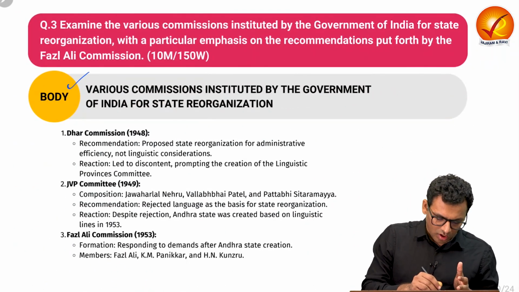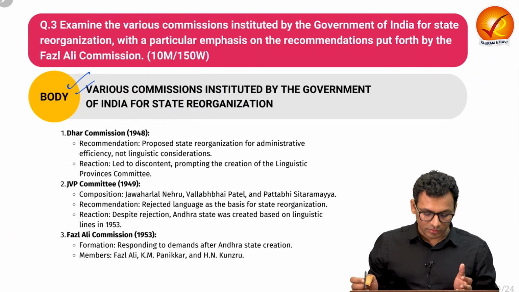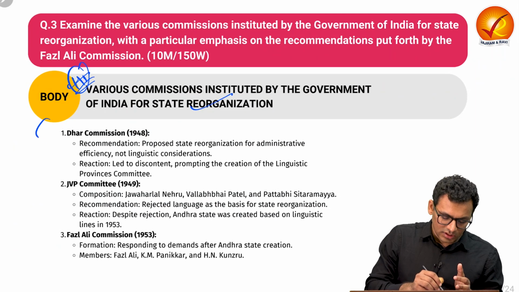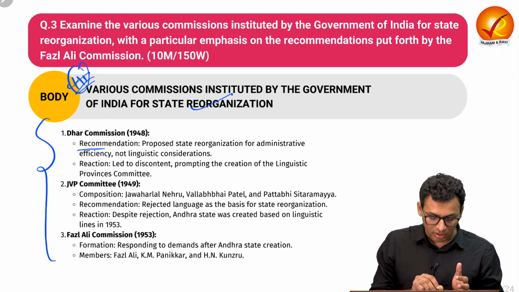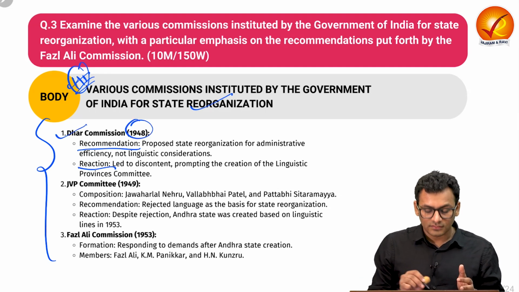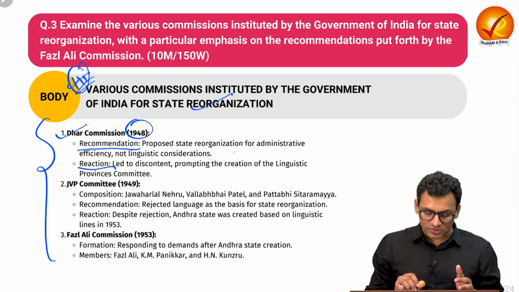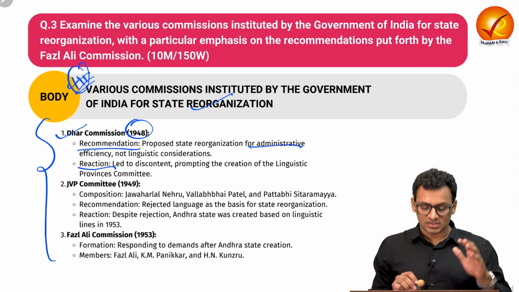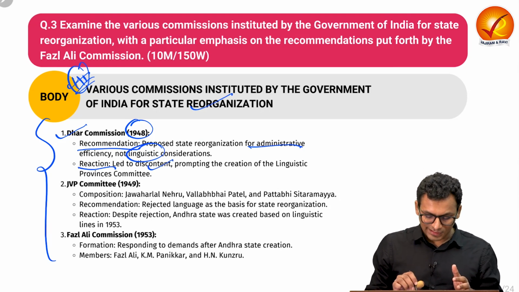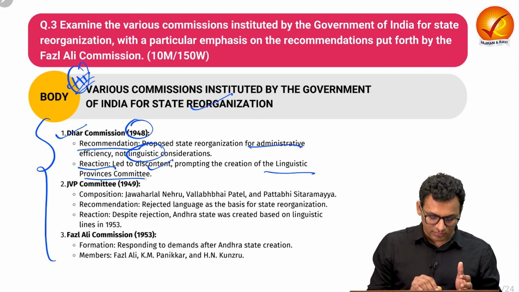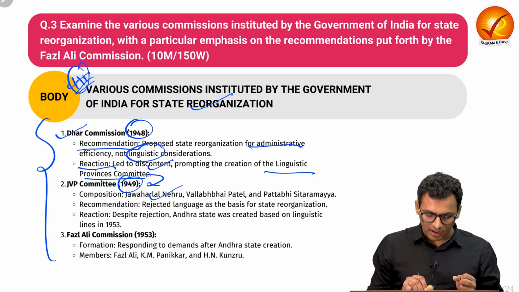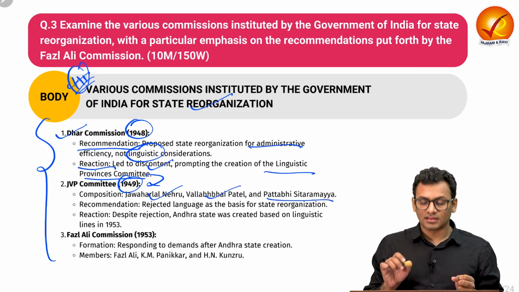In the body, you can talk about the various commissions instituted by the government of India for state reorganization. Now, this is heading 1 over here. You can list down different commissions. You can talk about the recommendation and reaction by the government. Firstly, we have the Dhar Commission of 1948, which proposed state reorganization for administrative efficiency and not linguistic consideration. The reaction was discontent, and it led to the creation of the Linguistic Provinces Committee, that is the JVP Committee, 1949, led by Jawaharlal Nehru, Vallabhbhai Patel and Pattabhi Sitaramayya.